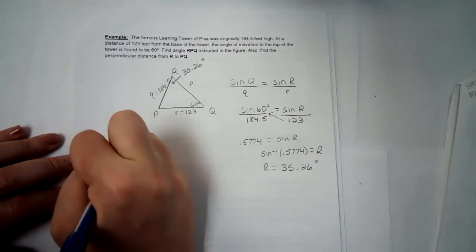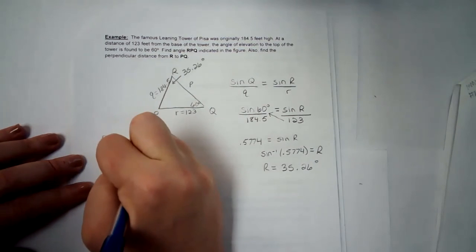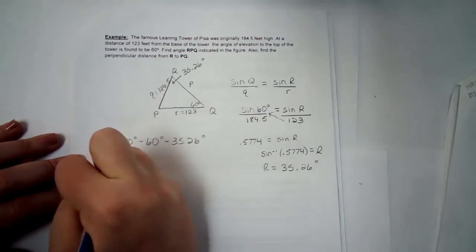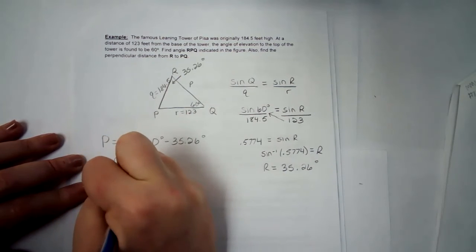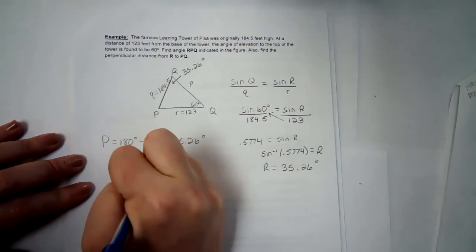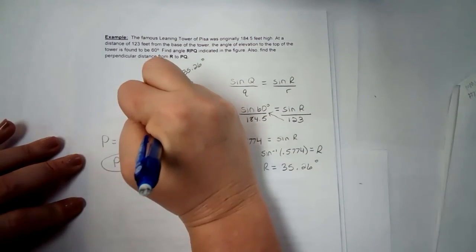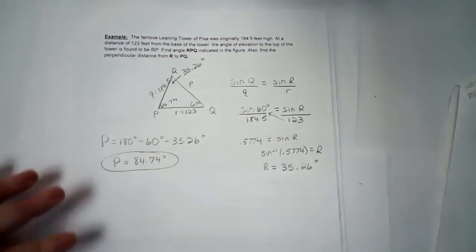Well, if I have two angles, I can certainly find the third using my law of triangles. Turns out angle P is 84.74 degrees. And there we go. Okay, perfect. Now, let's think about what else we have here.